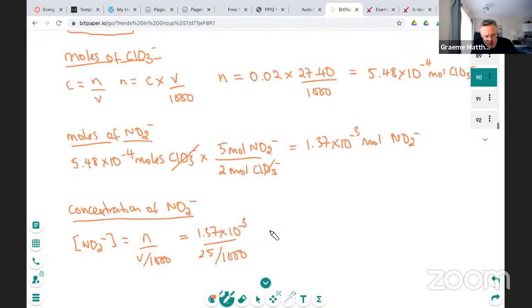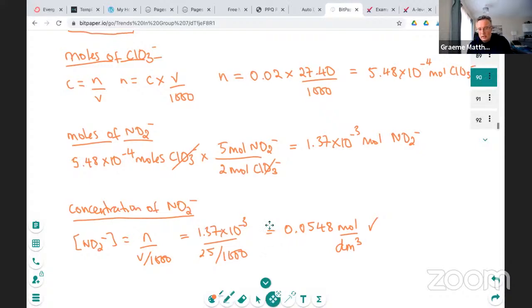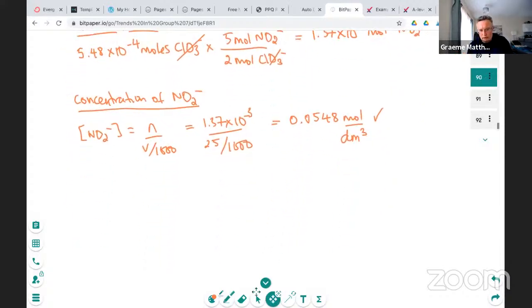Which is going to be 0.0548 moles per decimeter cubed. Now, this is the standard way of doing a concentration. However, the examiner was in a bit of a mood when he wrote this question because he wants to know, do you know what the trick is to go from moles per decimeter cubed to grams per decimeter cubed? And the answer is yes. You just multiply by the molar mass.